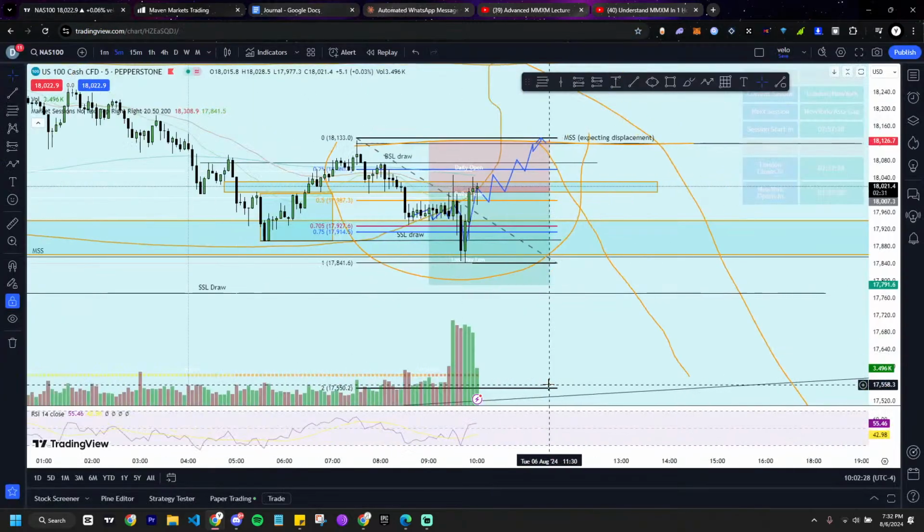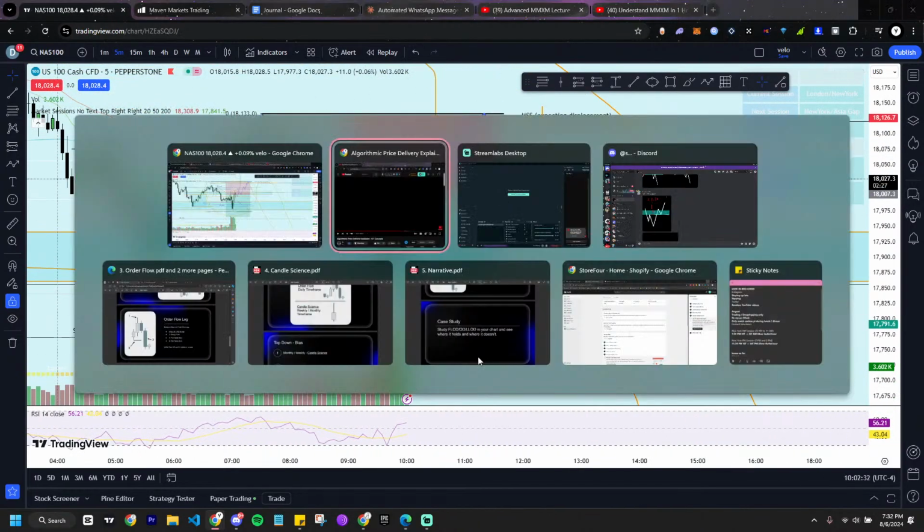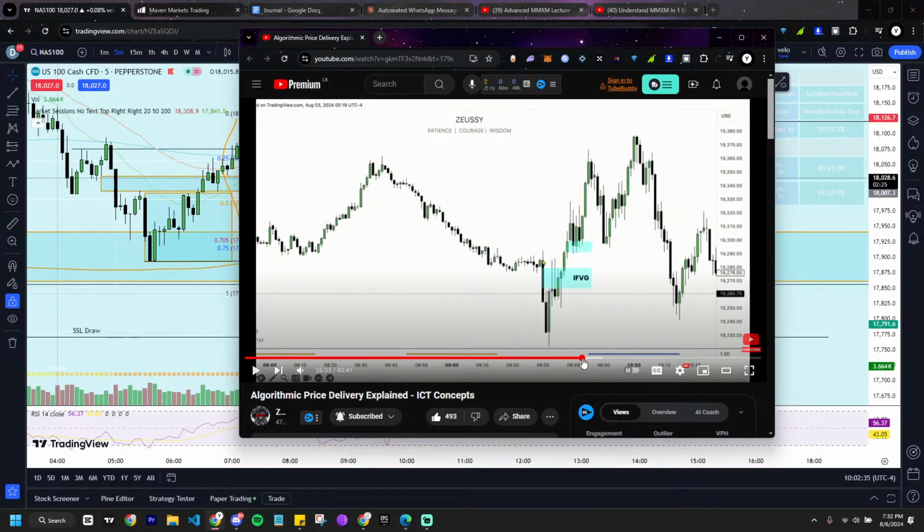But yeah, we gotta make sure this is hitting TP real quick. But anyways, let me go back to this and let's see what's gonna happen here. So we have an inverse fair value gap.